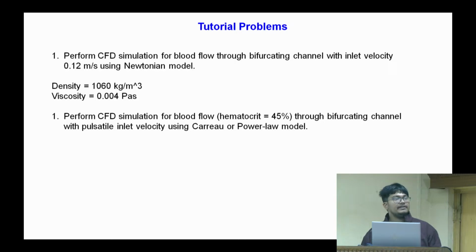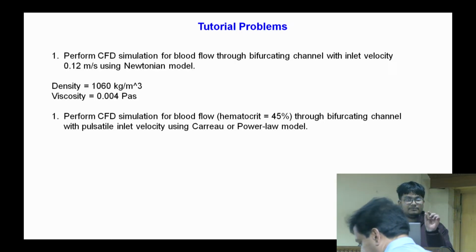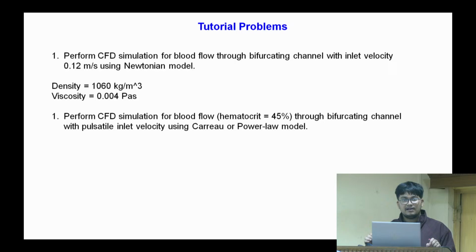For the bifurcating channel, normally at the bifurcating region the wall shear stress is expected to be higher. So just check whether it comes out that way in your simulation. Because of the sudden change in the geometry and change in the curvature, the wall shear stress is expected to be higher in the bifurcating region. So just check that.